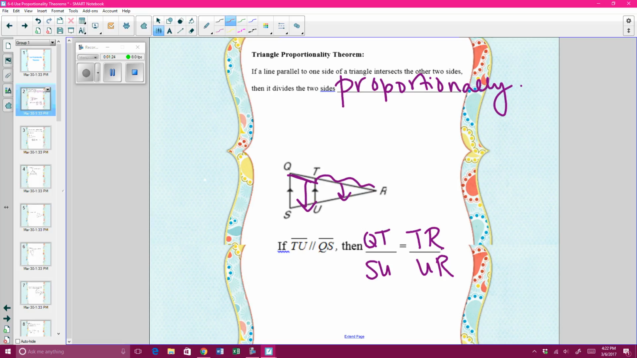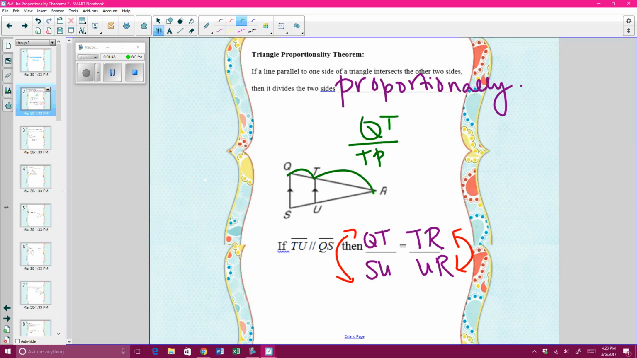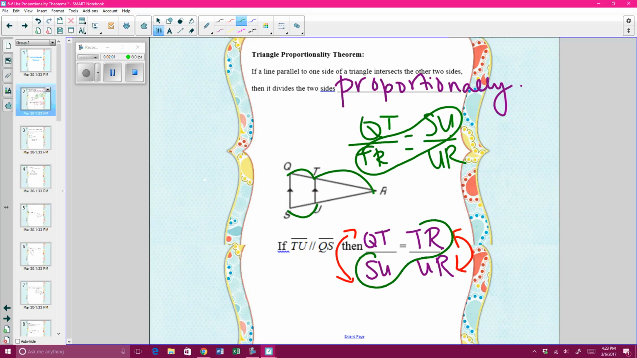Now, the good thing about this is that if you flip these and made these the reciprocals, that proportion would also work. That's just saying SU over QT is UR over RT. The other thing you could do is, instead of going across the triangle, you also have the option to go on the same side of the triangle. So you could set up QT with TR, and you could also say that is equal to SU over UR. And this makes sense because if you look at the cross products, SU times TR is the same as SU times TR, and QT times UR is the same thing as QT times UR.